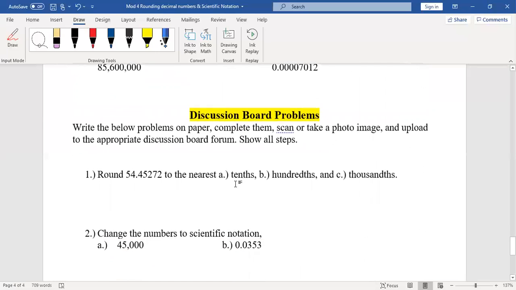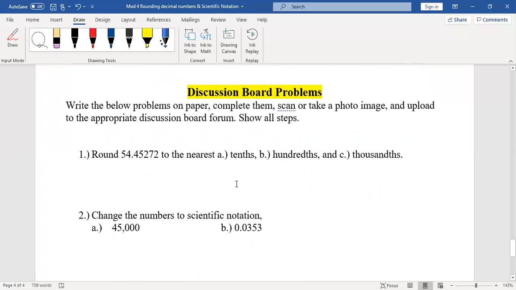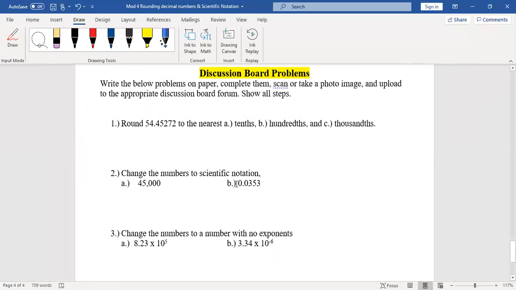Okay, discussion board problems. Write the below problems on paper, complete them, scan or take a photo image, and upload to the appropriate discussion board forum. Be sure to show all your steps. You might just show the place values that you're moving, or mark the place value that you want.